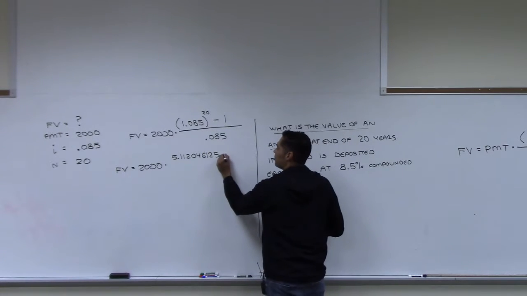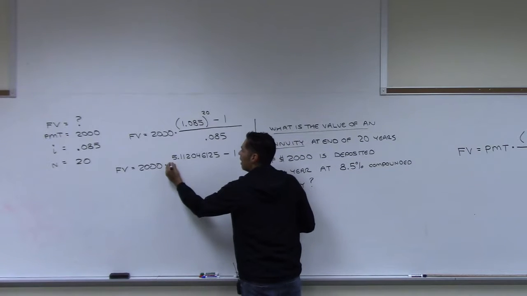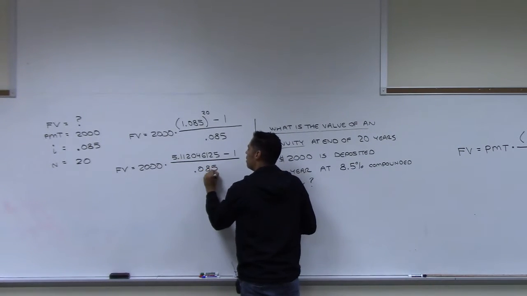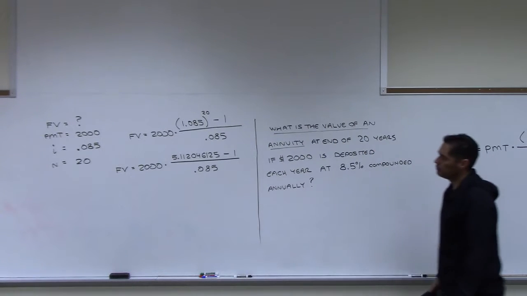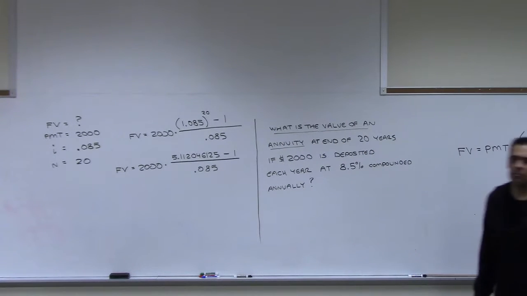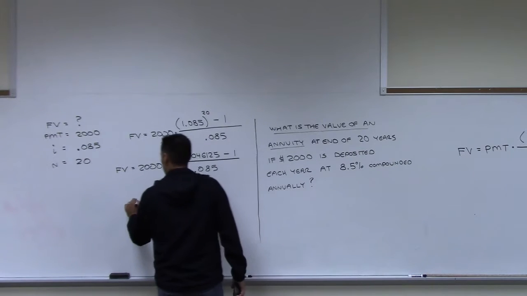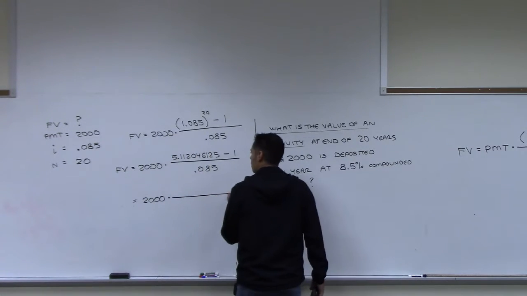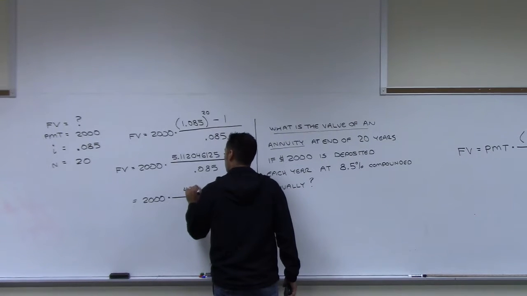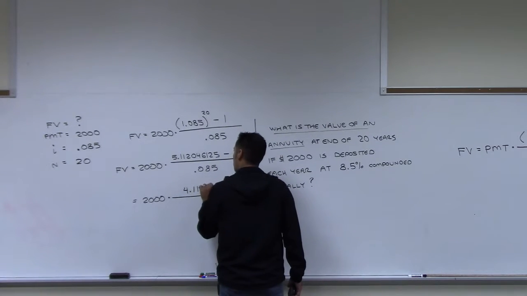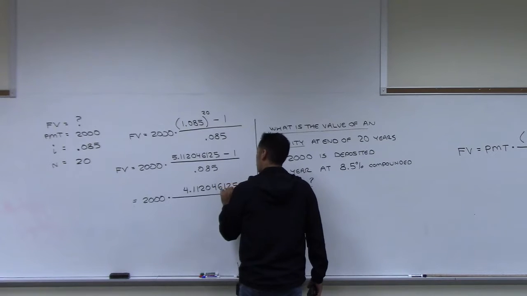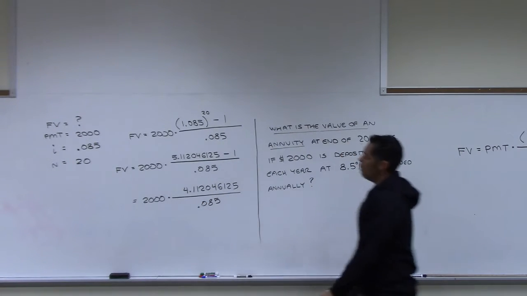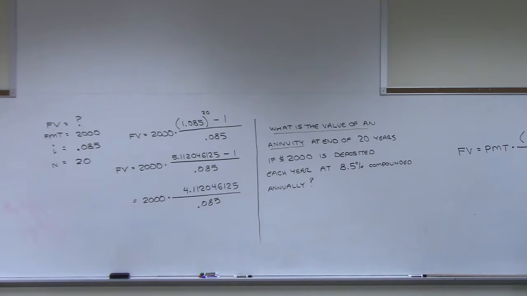All right, then I still have to subtract 1, right? And then I still have to divide that by 0.085. So what should my next step be? Subtract the 1. So we go 2,000, and then we do, this will be 4.112046.125 over 0.085. Now what? Divide. Let's do the division.